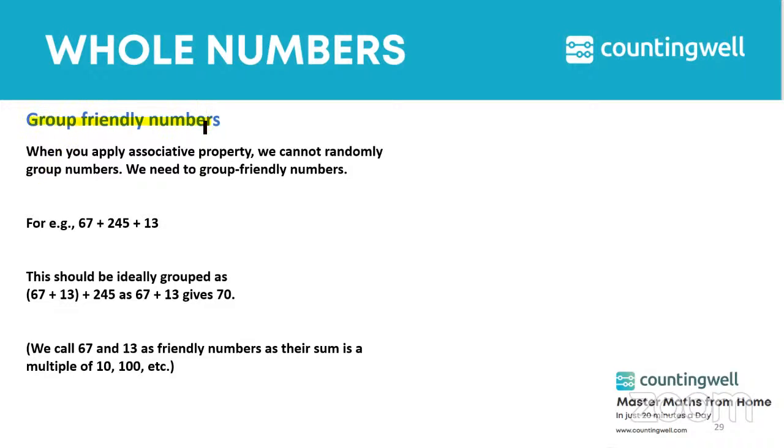You should group friendly numbers. For example, when you have to apply the associative property, you should take care when you are grouping the numbers. So this should ideally be grouped as 67 plus 13 plus 245, as 67 plus 13 will give you 70 and it is easy to add 70 to 245. So 67 and 13 are friendly numbers as their sum is a multiple of 10, 100, 1000, etc. So you have to group the friendly numbers. Friendly numbers are nothing but numbers whose sum is a multiple of 10, 100, etc.